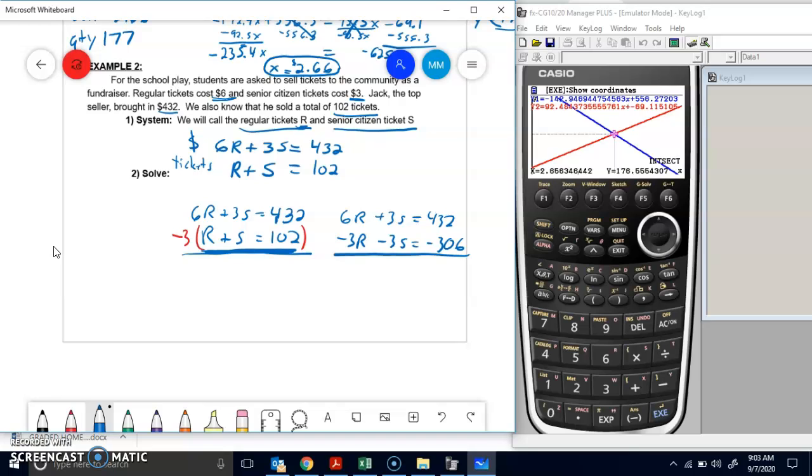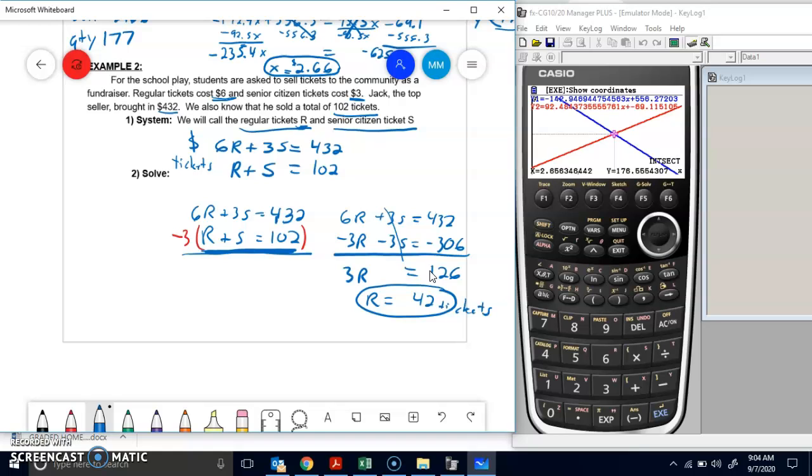So now when I combine these equations together, I have 3R, the S's cancel, and then when I subtract here, 126. And then when I divide by 3, I get 42. So he sold 42 regular tickets. Let's label that as tickets.